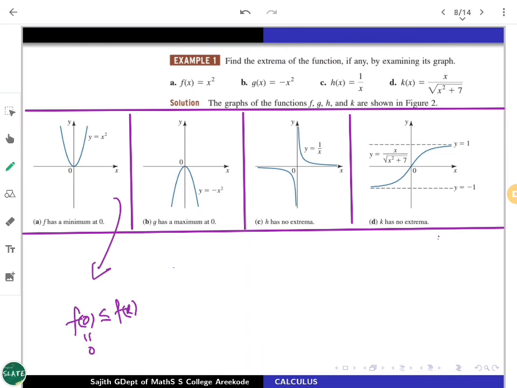Look at the other two, the last two examples, h and k. What about h? h of x equals 1 by x. This function is neither bounded above nor bounded below. You can't seal it from up or down. So obviously it is not going to have either maxima or minima. So no absolute extrema are going to happen here. But remember that the function h has a discontinuity at 0 also.